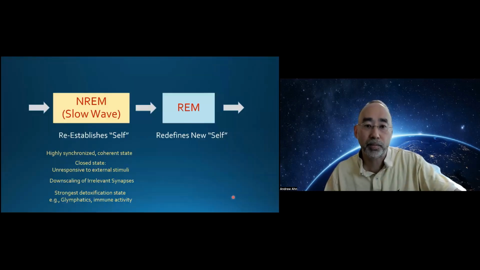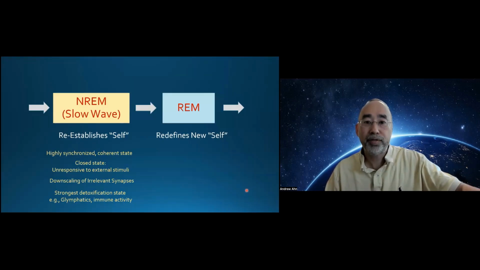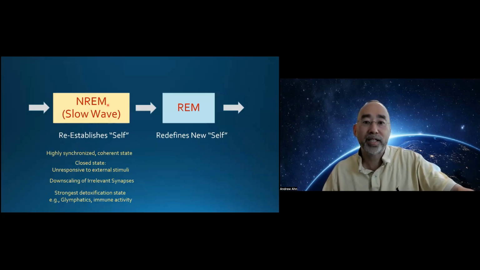And then conversely, you have inhibition of the sympathetic vascular system, which increases blood flow in the kidneys and the splanchnic system. So now we've seen that non-REM reestablishes the self through internal synchronization, and REM contributes to redefining a new self by incorporating new information.